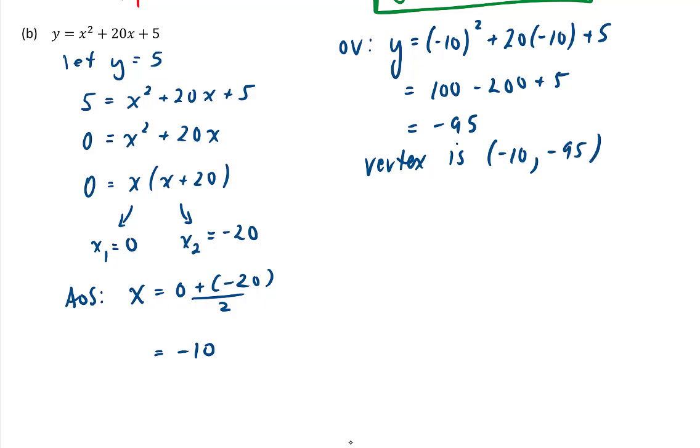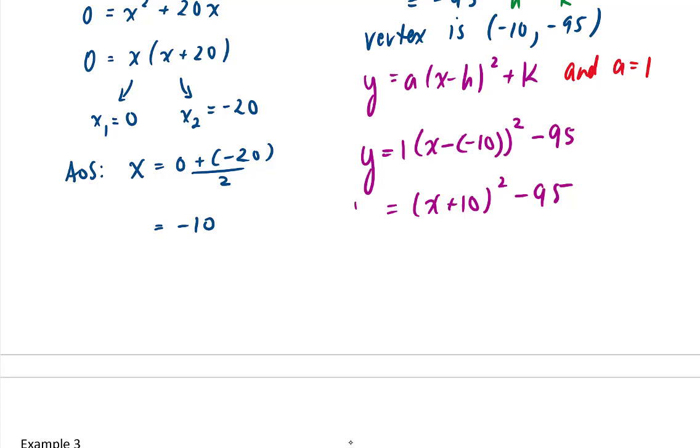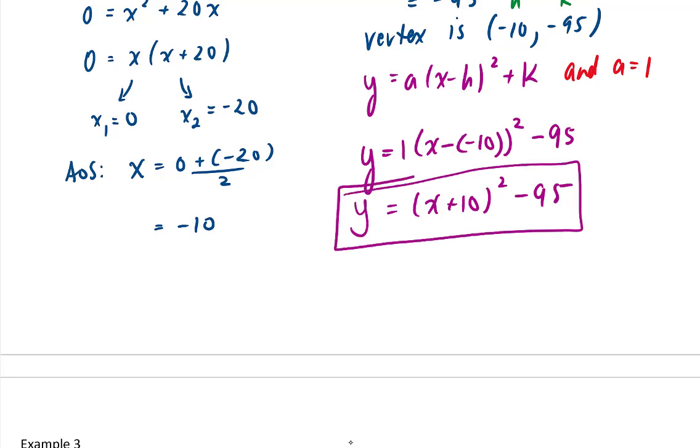So now we can rewrite this in vertex form. So y equals a(x minus h) squared plus k. Again, there's our h, there's our k, and up here would be our a value, which is going to be 1. So again, we know that a equals 1. So in our vertex form, we have y equals 1(x minus negative 10) squared minus 95, which we can just simply write as (x plus 10) squared minus 95. So that is our vertex form for this equation.